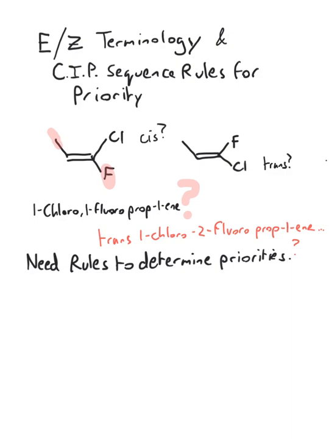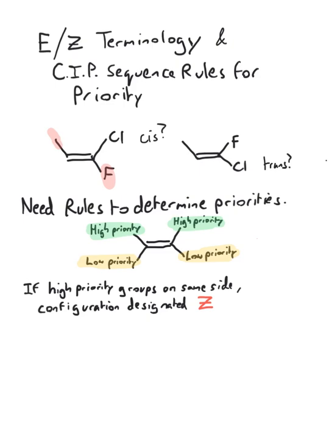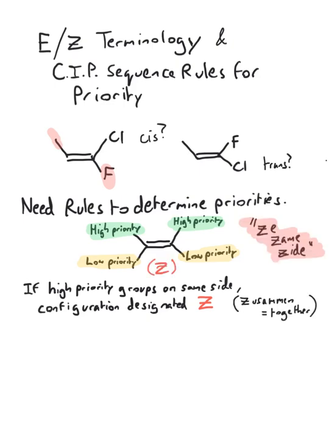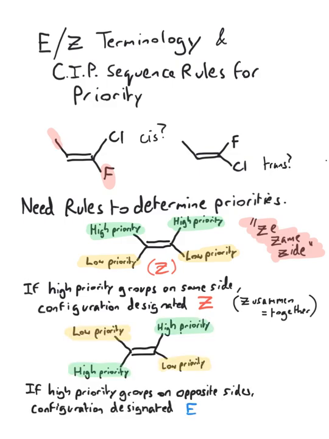And thankfully, some German scientists way back when figured it out. If there are two high priority groups on the same side, we would state that the configuration of the double bond is Z. Z for Zusammen, which in German means together. If you need a tip, it's Zame Zide for the two groups. It's Z. Whilst if the two high priority groups are on opposite sides, the configuration is designated E. E for Entgegen, which means opposite in German.